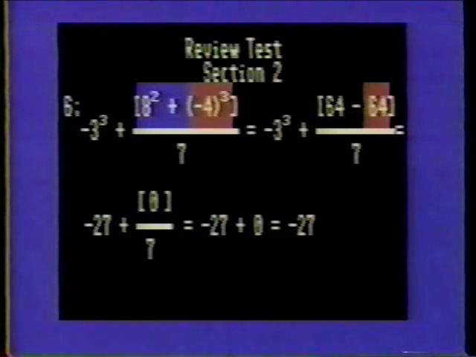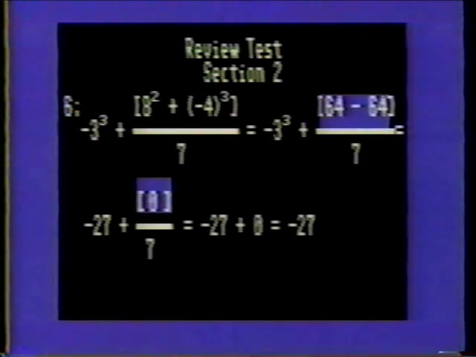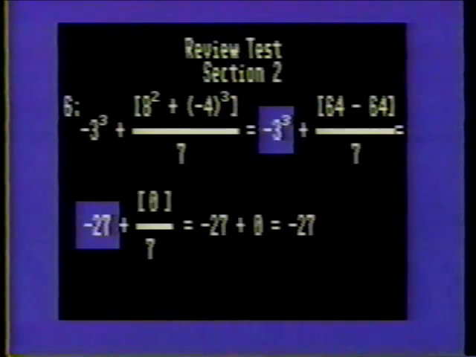Thus, 8 squared and negative 4 cubed have the same order of precedence. 8 squared is 64 and negative 4 cubed is negative 64. 64 minus 64 is 0.